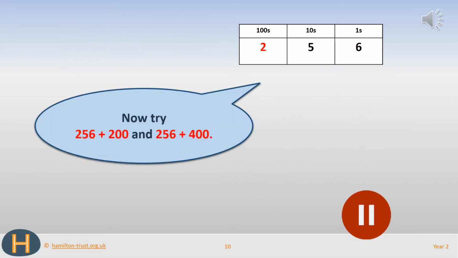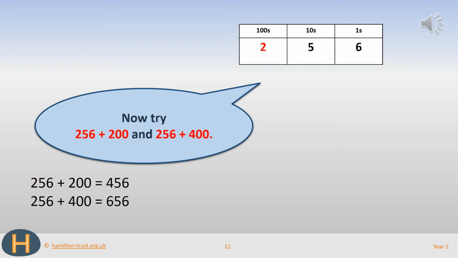Now it's your turn to try these two questions below. 256 add 200 and 256 add 400. Pause this video to have a go at these two questions using your place value grid to help you. When you are ready, continue and press play to reveal the answer.